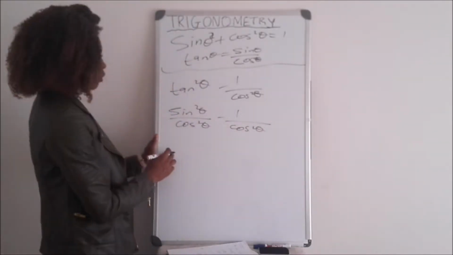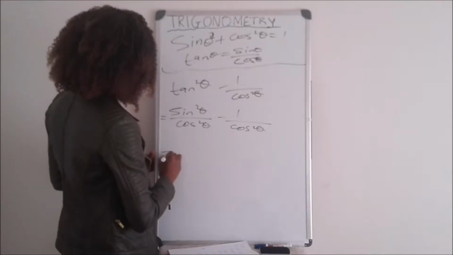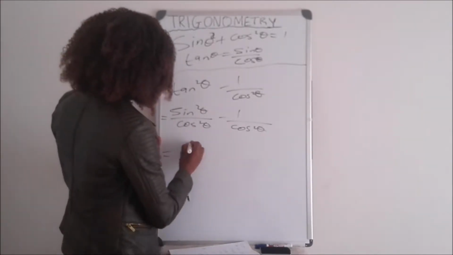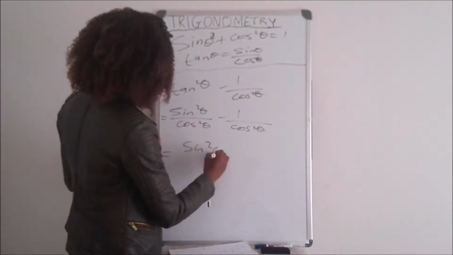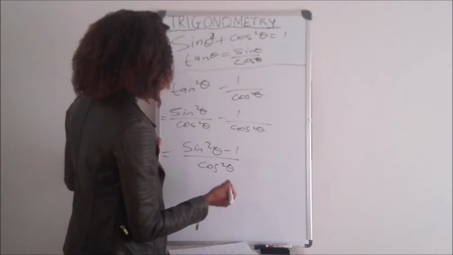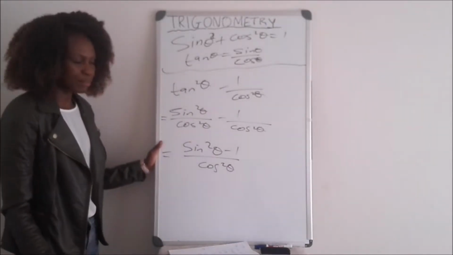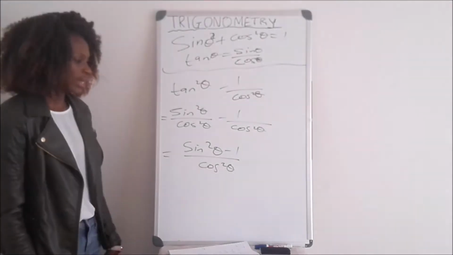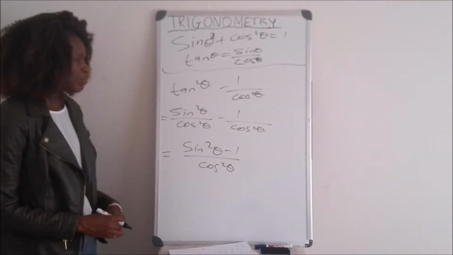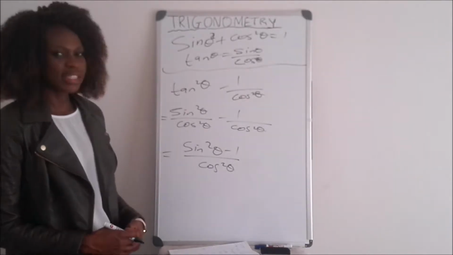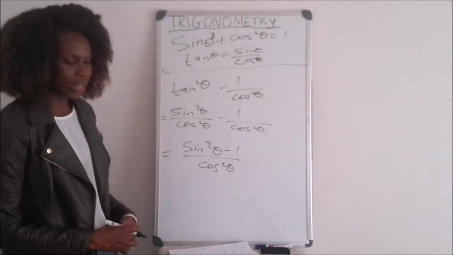Alright, then from here we have our LCM, which is common. It's cos squared theta. Then in the numerator we'll have sin squared theta minus 1, divided by cos squared theta. Our equation is not yet simplified. We can still continue on it. Let's look at our numerator, sin squared theta minus 1. Remember, from our identity, we have cos squared theta is equal to 1 minus sin squared theta.